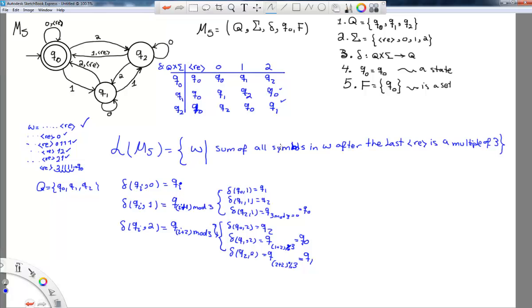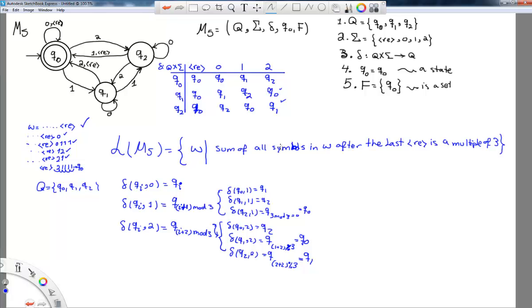But aside from that, the machine has quite sophisticated functionality, and that is calculating whether or not something is a multiple of 3 or not.